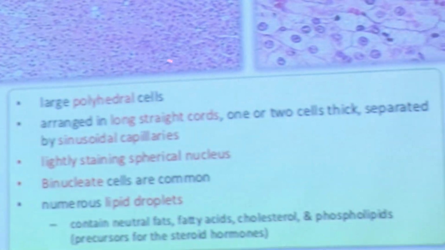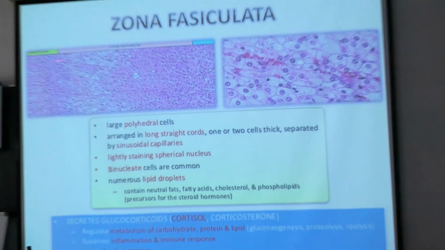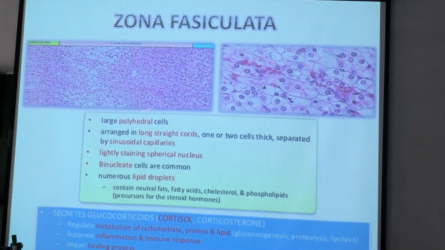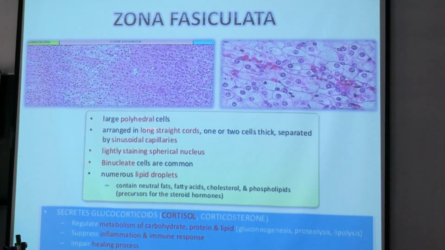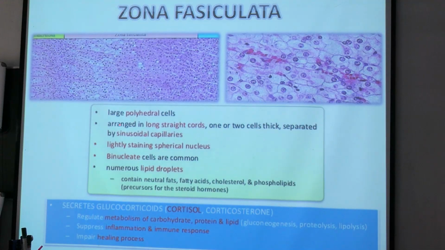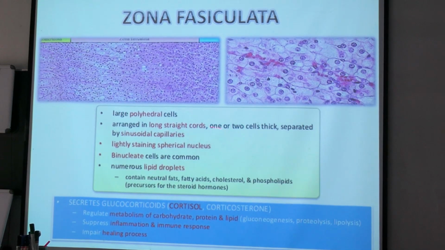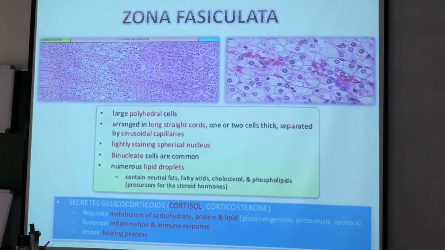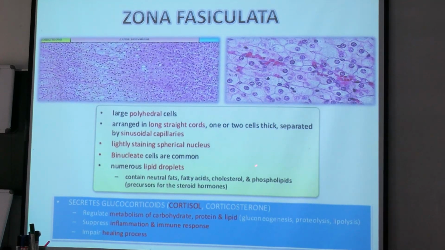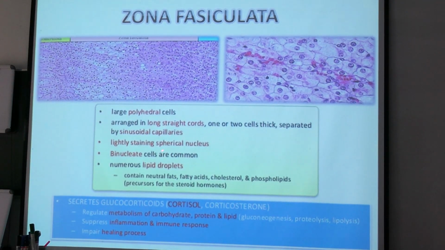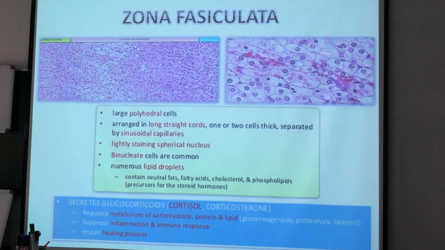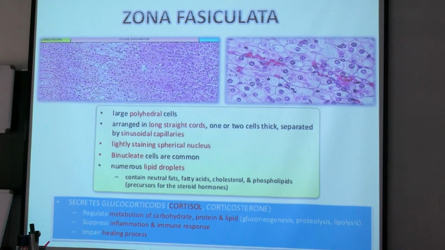Okay. Next, we go to the fasciculata. See, this region is the fasciculata. Okay, it consists of large polyhedral cells arranged in long straight cords. You can see these are the straight cords of cells. These cords are one or two cells thick, separated by sinusoidal capillaries, and they have lightly stained spherical nuclei. See, this is a high powered view. You can see lightly stained spherical nuclei are present.